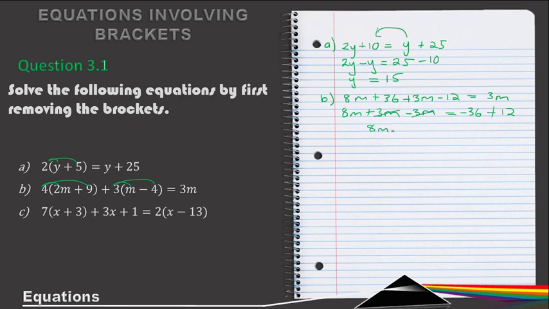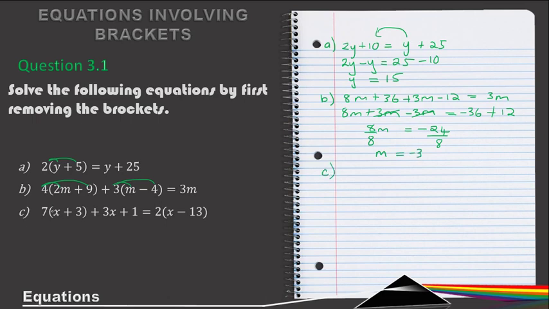This plus 3 and minus 3 just adds up to 0. So now I have 8m over here. Now, negative 36 plus 12. The difference between these two is 24. So this is negative 24. And then just divide both sides by 8. And I get m equal to negative 3.